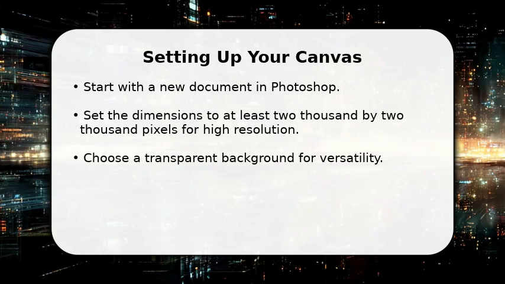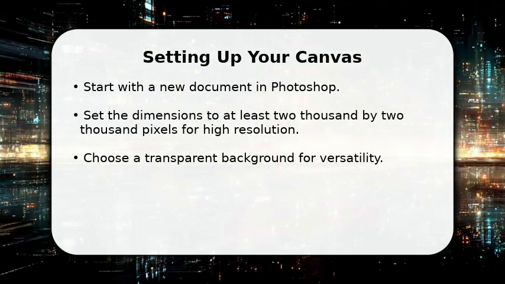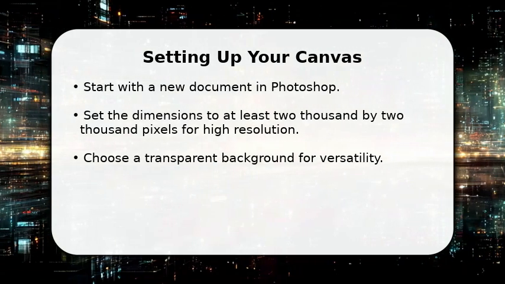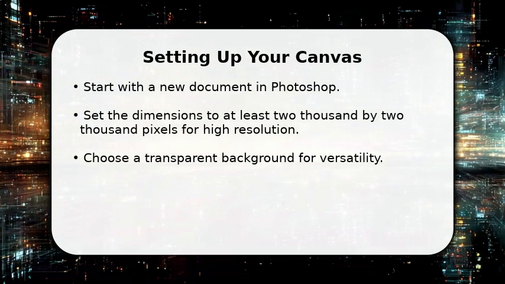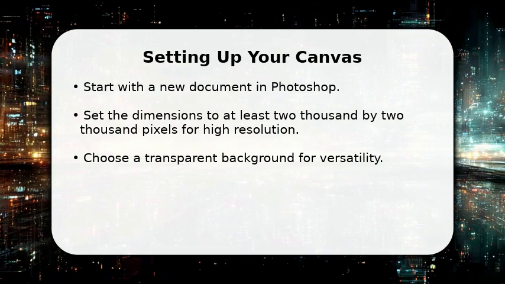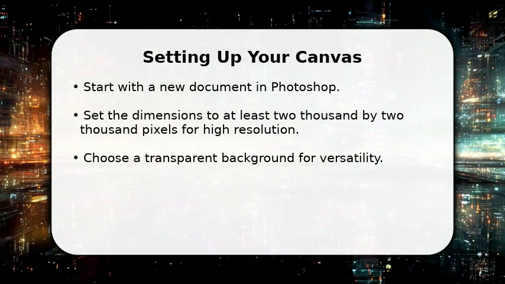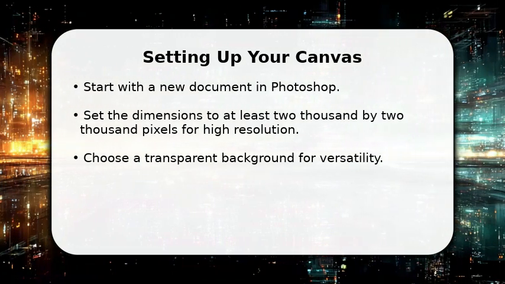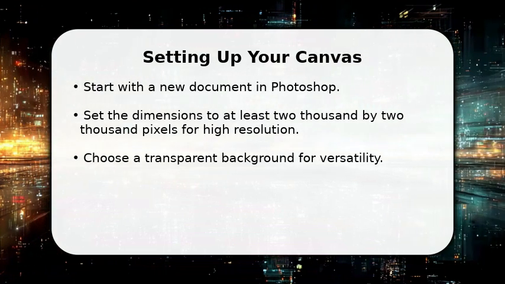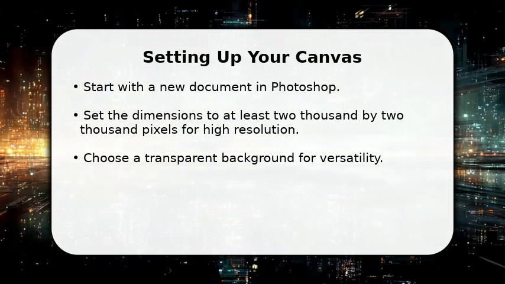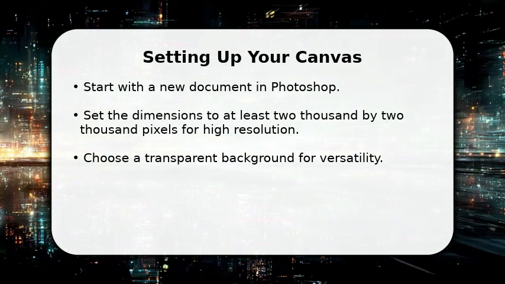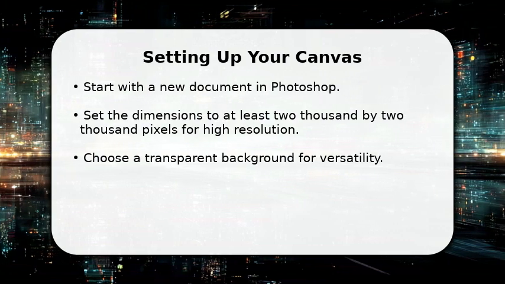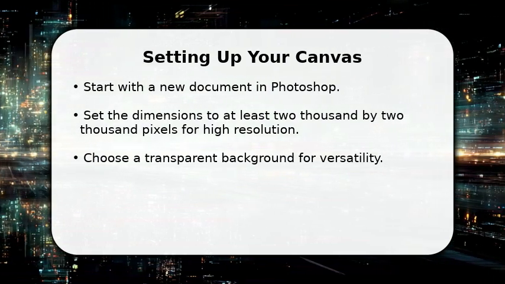In this video, I will show you how to make a university logo in Photoshop. Let's begin by setting up our canvas. Open Photoshop and create a new document. For optimal quality, set the width and height to at least 2,000 pixels each. This ensures your logo will look crisp on various platforms. Remember to select a transparent background, which is crucial for easy placement on different materials and designs. This initial setup is key for a professional outcome.